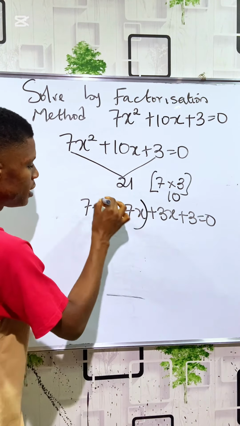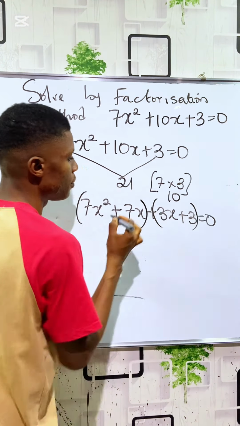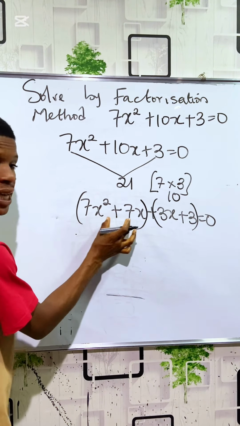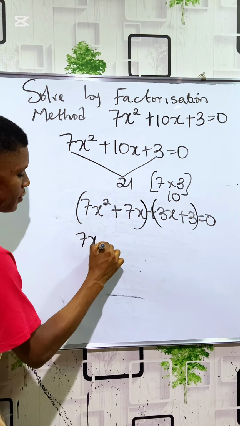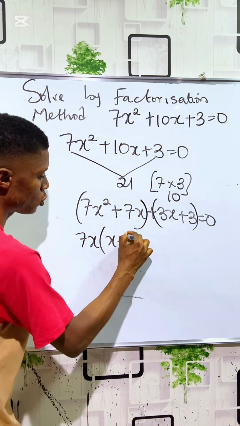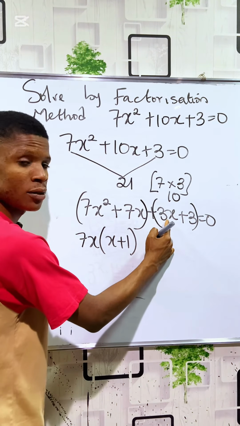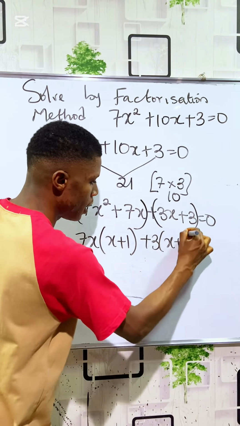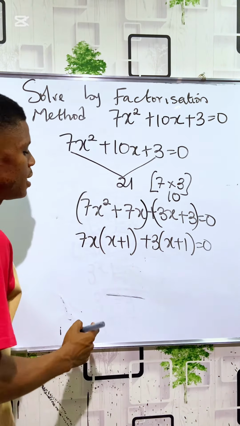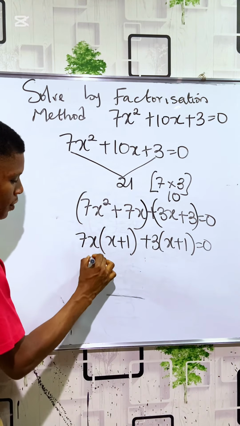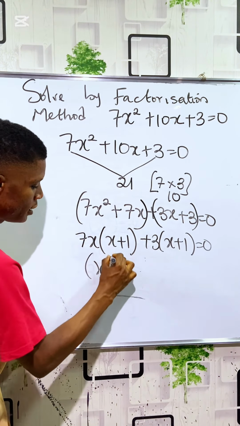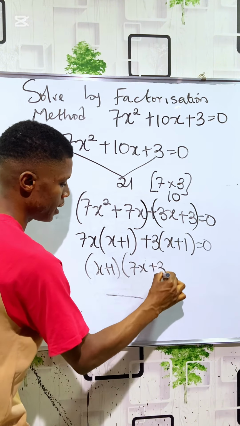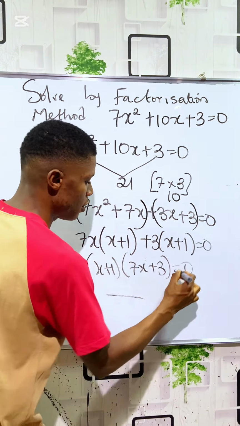So we now group the two, grouping by grouping. Factor the common term here. We factor the common term, 7x is common. If you factor out 7x, you are left with x plus 1. Then factor out 3, you are left with x plus 1. Since these two brackets are the same, you can now have x plus 1 in one bracket times 7x plus 3 in the other bracket equal to 0.